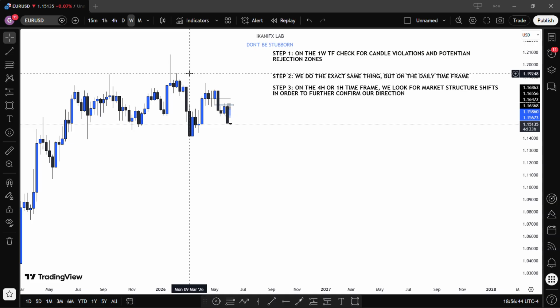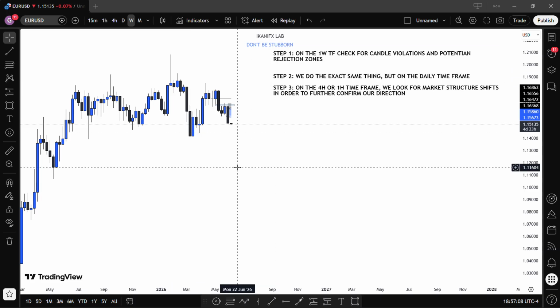After that, the next thing we do is the exact same thing, but this time on the daily time frame. After that, we go on the 4-hour time frame and/or the 1-hour time frame and look for market structure shifts so we can further confirm our bias. Okay, I hope that wasn't too much for you to grasp.